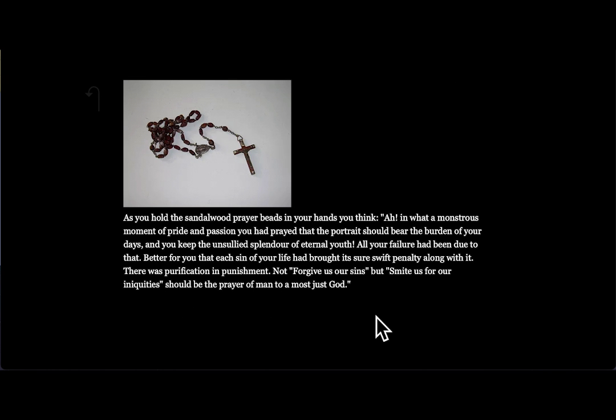As you hold the sandalwood prayer beads in your hands, you think, in what a monstrous moment of pride and passion you had prayed that the portrait should bear the burden of your days, and you keep the unsullied splendor of eternal youth. All your failure had been due to that. Better for you that each sin of your life had brought its sure, swift penalty along with it. There was purification in punishment. Not forgive us our sins, but smite us for our iniquities, should be the prayer of man to a most just God.